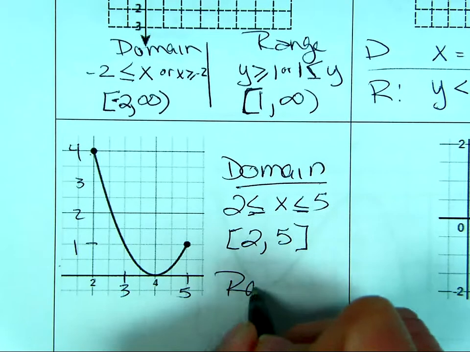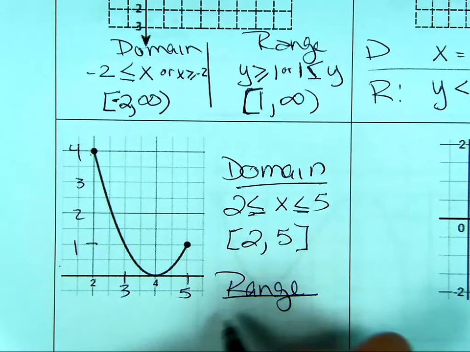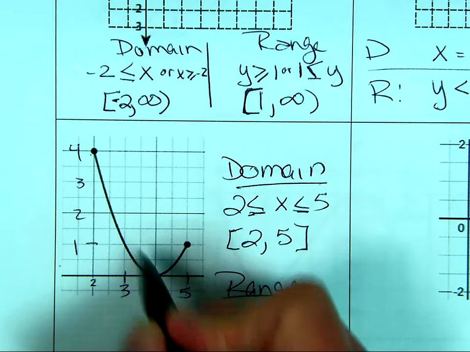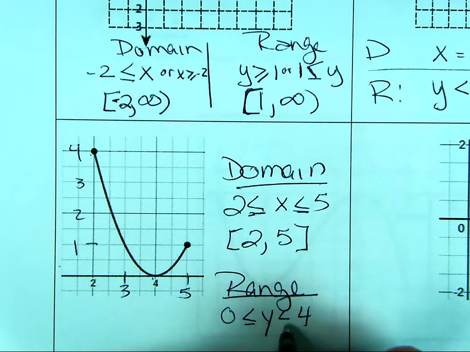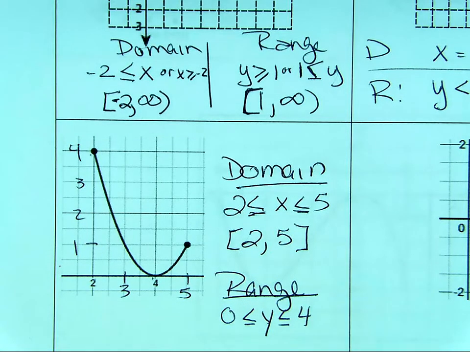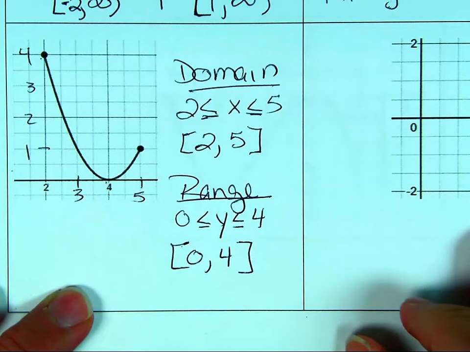So my range then would be anything between, looks like 0 and 4. So I would say 0 is less than or equal to y is less than or equal to 4. And if I was writing my interval notation, I would use my square brackets and say from 0 to 4. And there that one is.